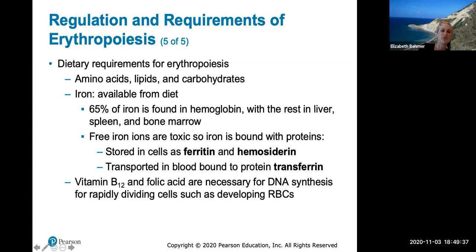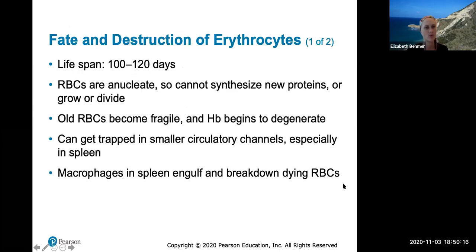Dietary requirements for erythropoiesis. You need amino acids, lipids, carbohydrates, but iron is the big one that you need from your diet. 65% of iron is found in your hemoglobin. The rest will be either stored or recycled in your liver, spleen, and bone marrow. Free iron ions are toxic, so iron will always be bound with proteins, stored in those proteins. Vitamin B12 and folic acid are also necessary for DNA synthesis for rapidly dividing cells like red blood cells. So iron, vitamin B12, folic acid, if you take any supplements, those are probably good ones.